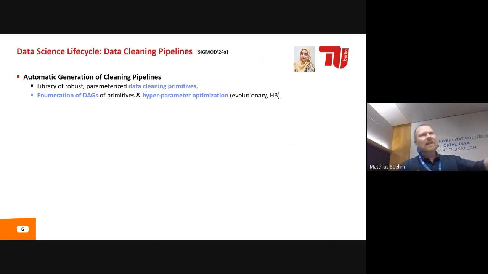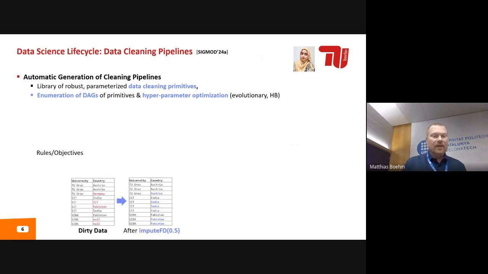So should we first apply outlier detection followed by missing value imputation and other strategies, as well as hyperparameter tuning for the hyperparameters of those data cleaning primitives. To give an example, here you see an input with 2 features that is dirty data, essentially corrupted data, where for some of the universities, TU Graz is located in Austria, but some of the entries incorrectly point to Germany as the country.